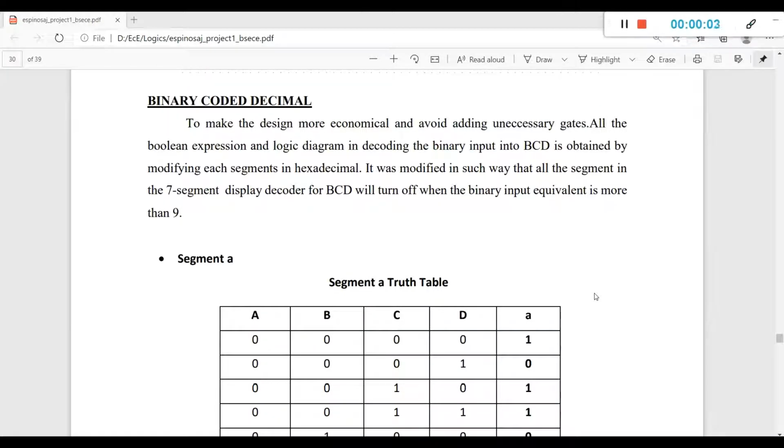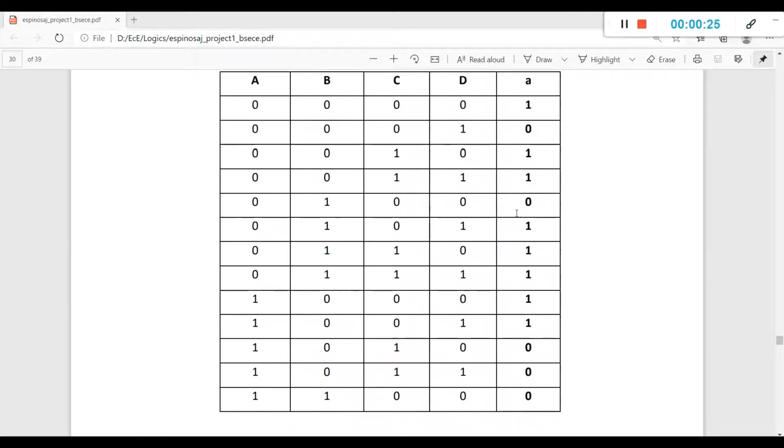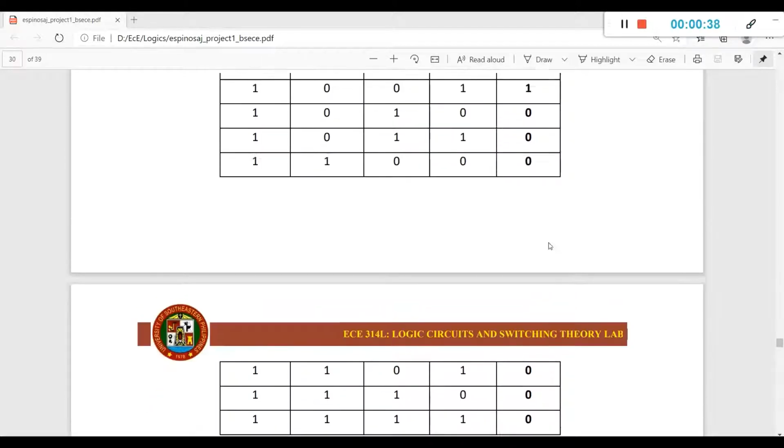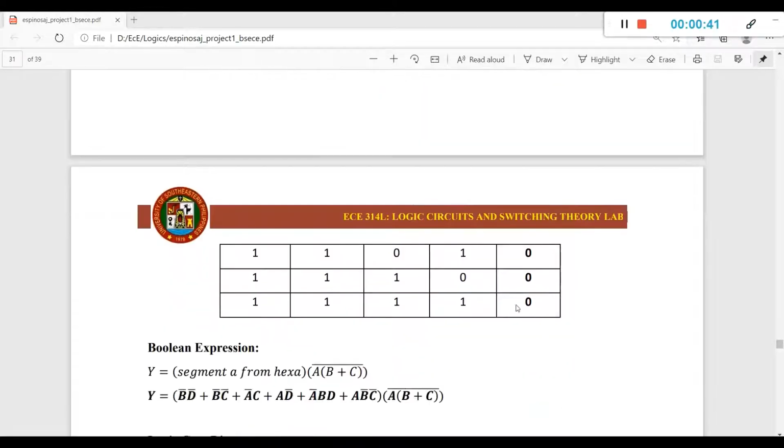For the binary coded decimal, to make the design more economical and avoid adding unnecessary gates, all the Boolean expressions and logic diagrams in decoding the binary input into BCD are obtained by modifying each segment of the hexadecimal. It was modified in such a way that all the segments in the 7-segment display decoder for BCD will turn off when the binary input equivalent is more than 9. So as you can see in segment A, when the binary input is more than 9, in this case 1010, which equals 10, the segment will return 0, and this will be true for all the remaining inputs up to 15.